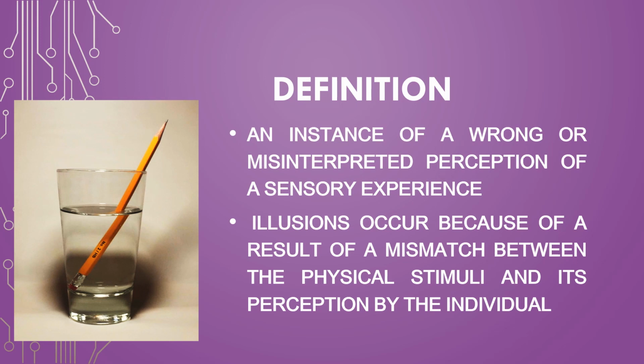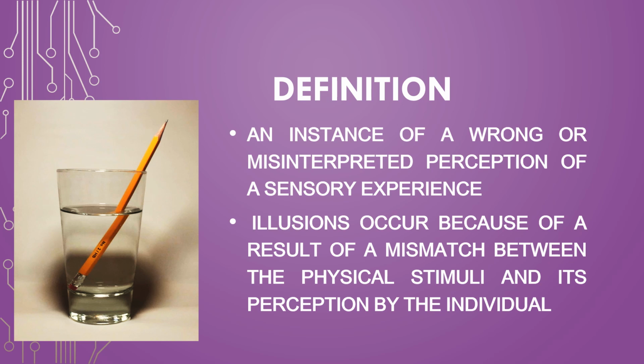So, what is an illusion? It is the instance of a wrong or misinterpreted perception of sensory experience. An illusion happens when information from the real stimuli is misinterpreted and it causes a false perception of the image we see. For example, visual illusions can happen either as a result of the way light moves and bends or as a result of the way the brain perceives what the eye is seeing.